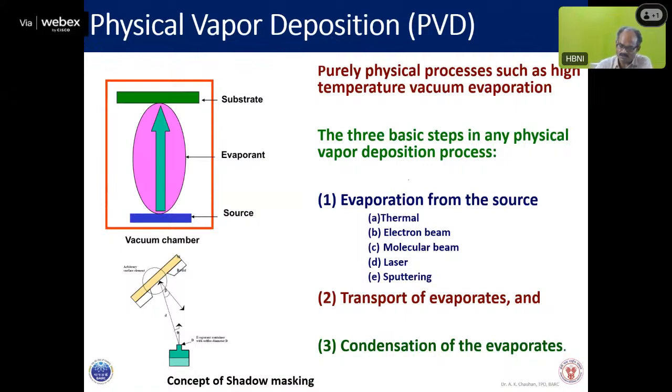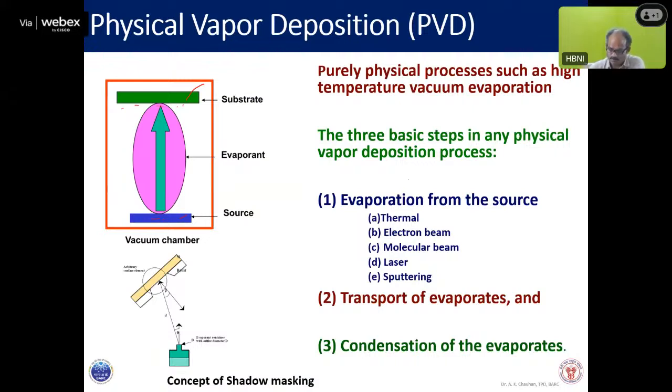So let us see physical vapor deposition. It's a thermal process. In the thermal, you have a source, and then you heat it, the vapors are formed. You vaporize it, and then you have a substrate. Over this substrate, your vapors go from this and get deposited there. So these are purely physical processes.